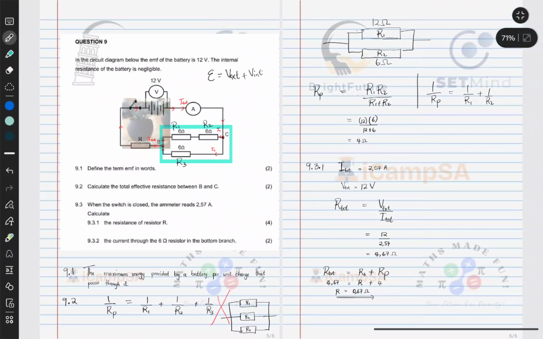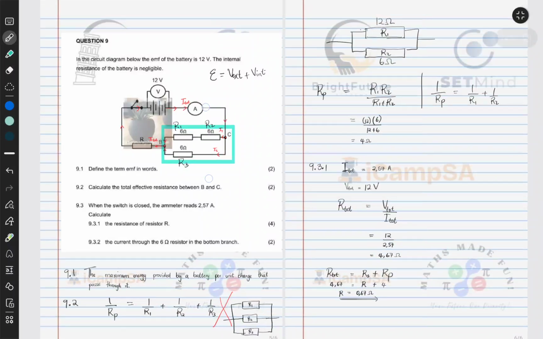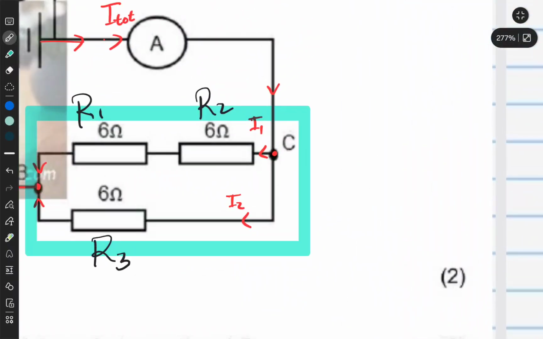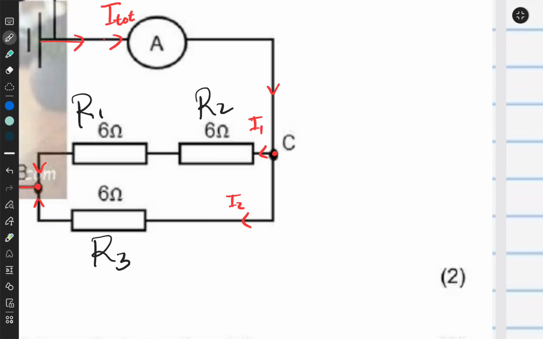So now let's go to 9.3.2: the current through the 6 ohm resistor in the bottom branch. So they want us to find what that current is. We already know the total current, we know the total voltage, and we know that the 6 ohm resistor in the bottom branch will receive I2 according to our own annotation here. So we want to find what that I2 is.